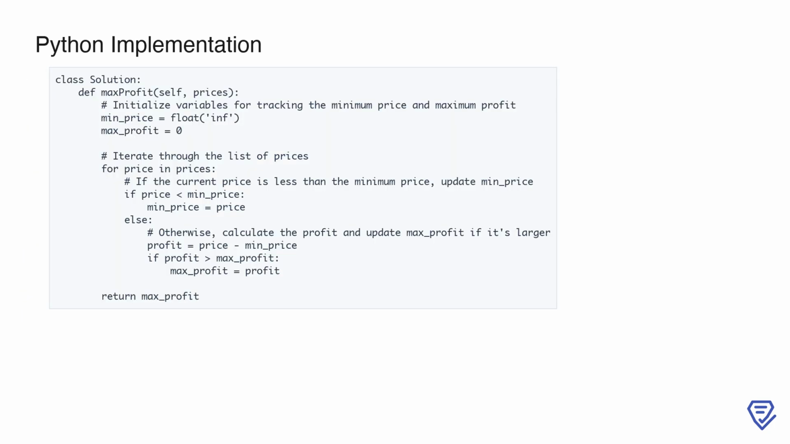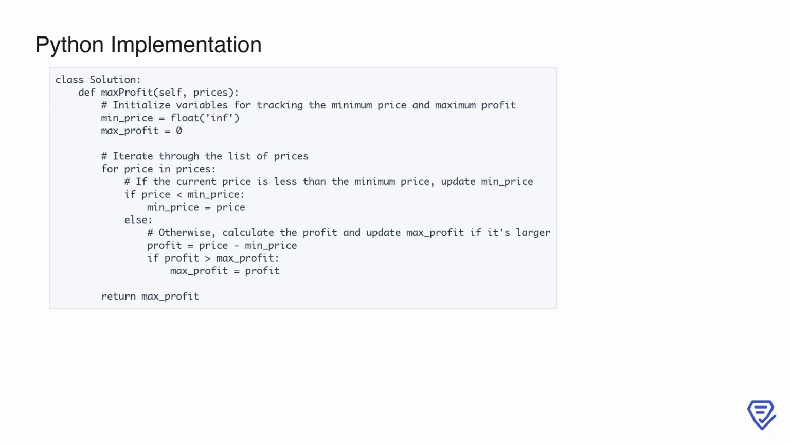This Python implementation solves LeetCode problem number 121, Best Time to Buy and Sell Stock, using an efficient single-pass approach. The goal of the problem is to determine the maximum profit you can achieve by buying and selling a stock once, given an array of prices where each element represents the stock price on a certain day.